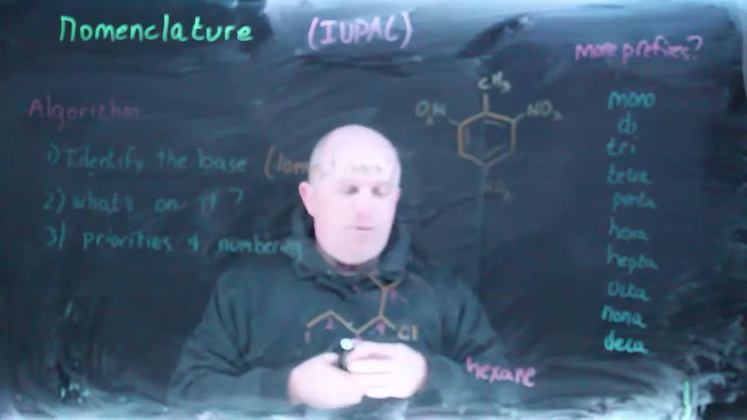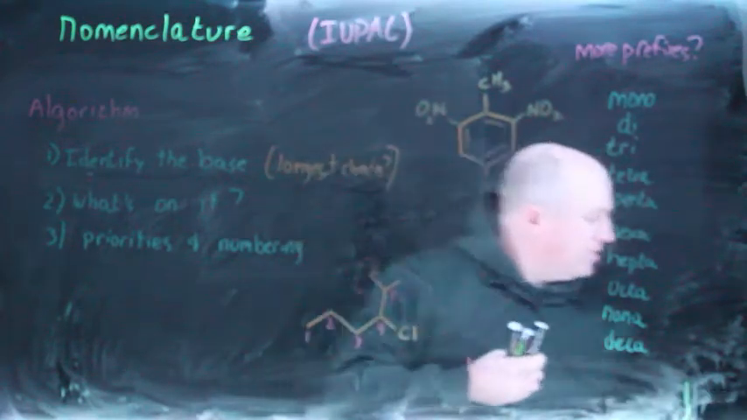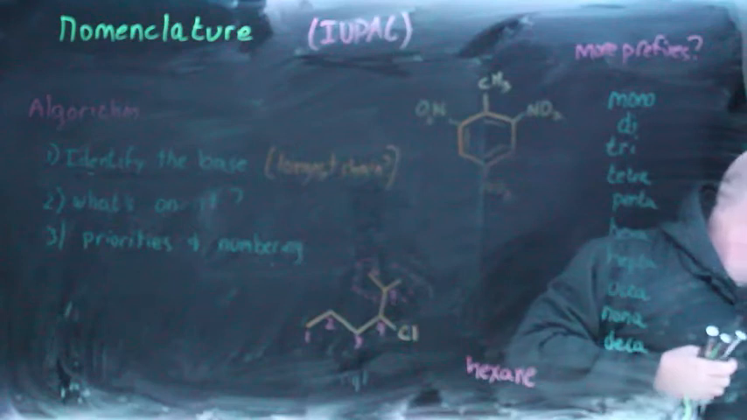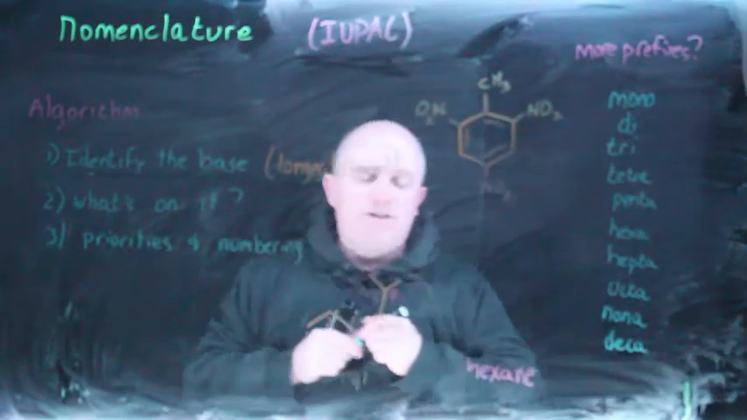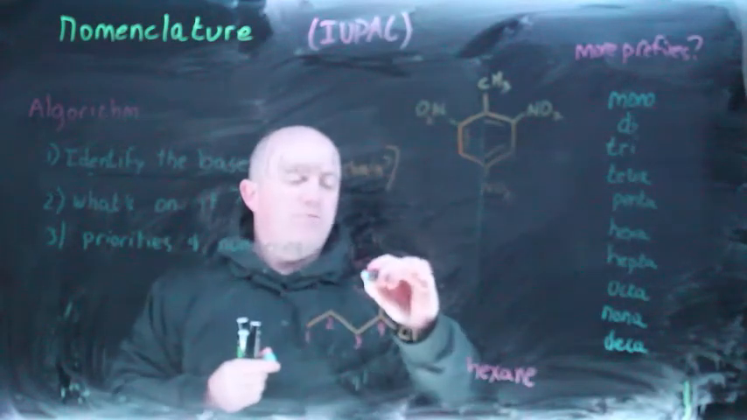And then the other thing I want to pay attention to is that the numbering that I used there was arbitrary, but in fact the correct numbering here is going to be the other direction because you always want to have the lowest numbers.